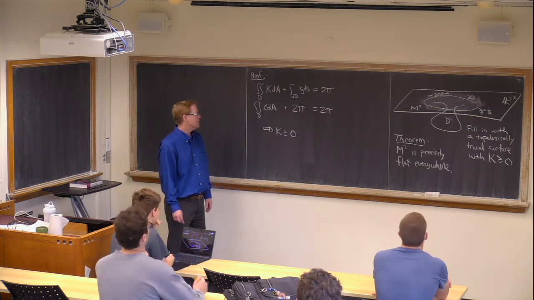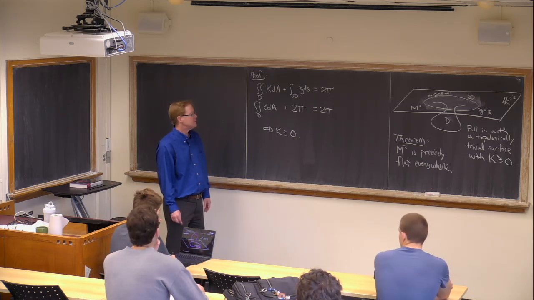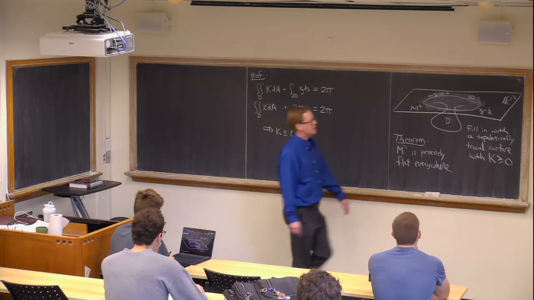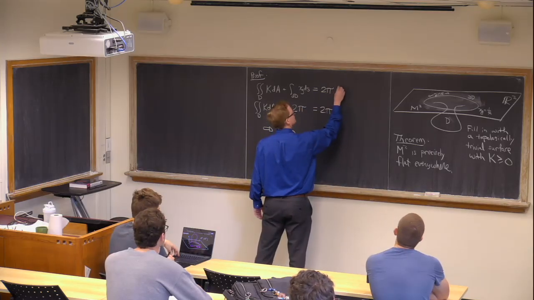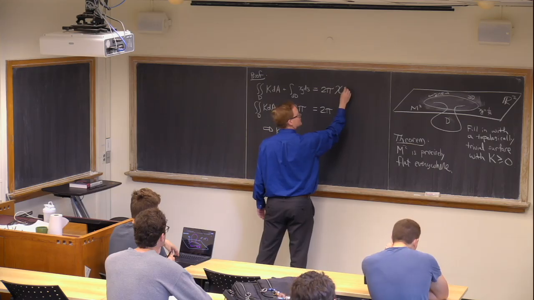Okay. So now, what if I get rid of this topologically trivial fill-in? Well, then this would be 2 pi times the Euler characteristic of the disk, right?